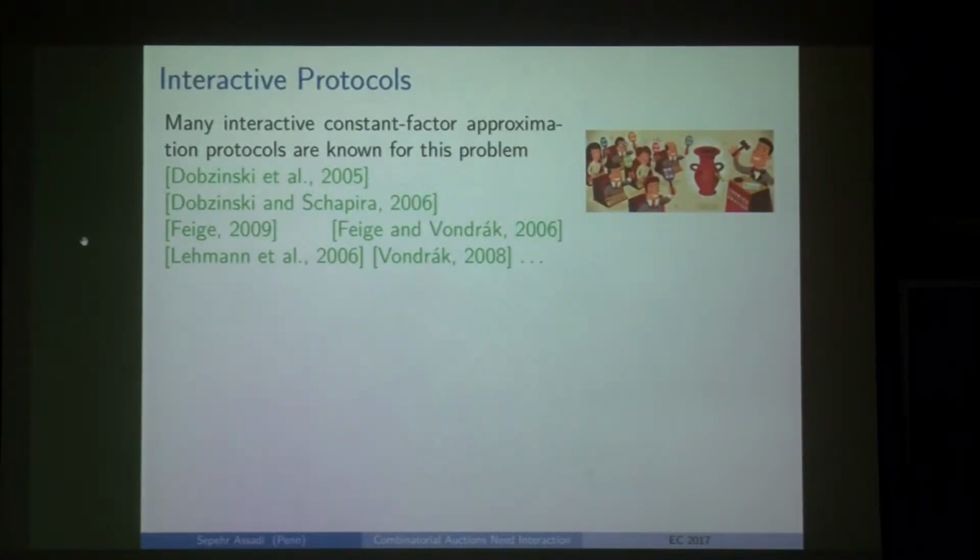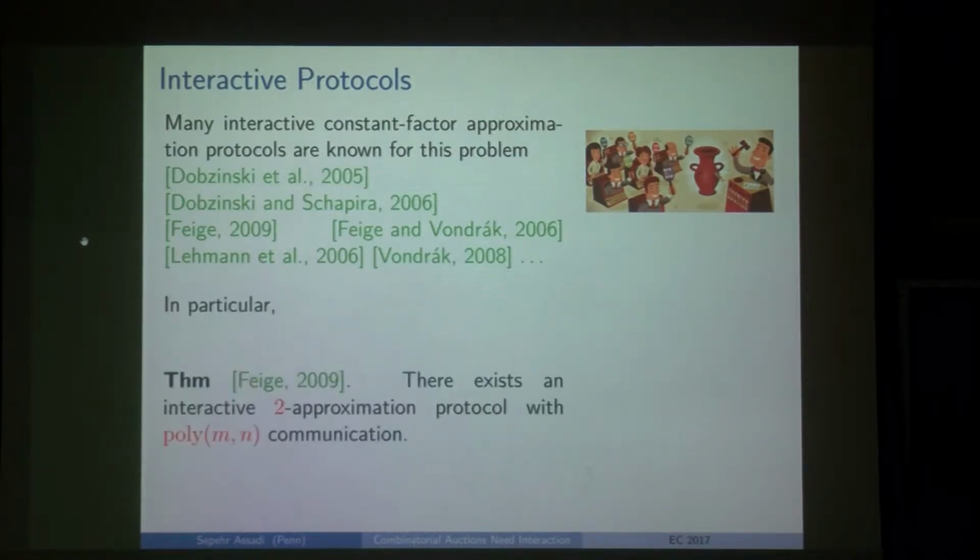But on the other hand, we know for quite some time that you can get interactive protocols that will get efficient allocation. In particular, we know you can get a 2 approximation with polynomial communication, and this will require polynomially many rounds of interaction also.